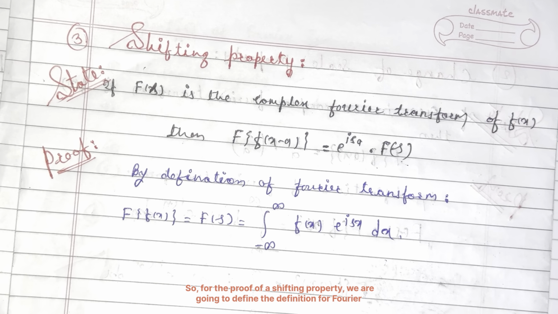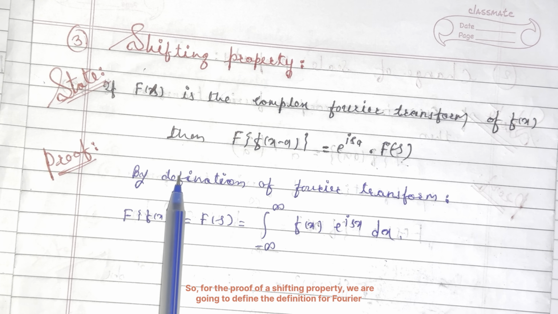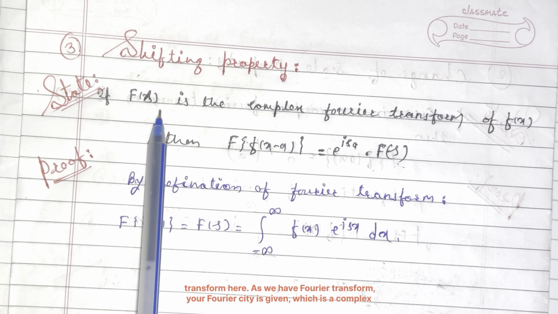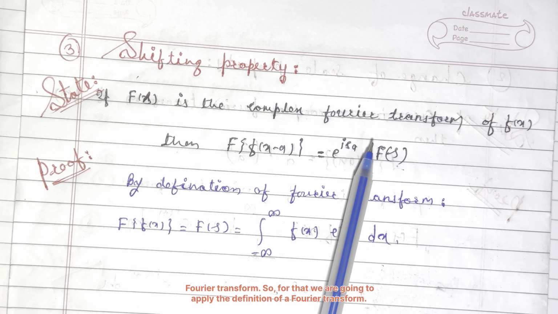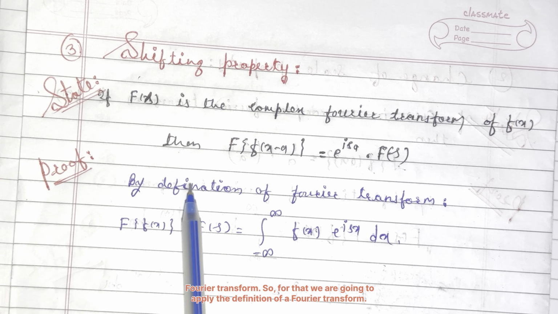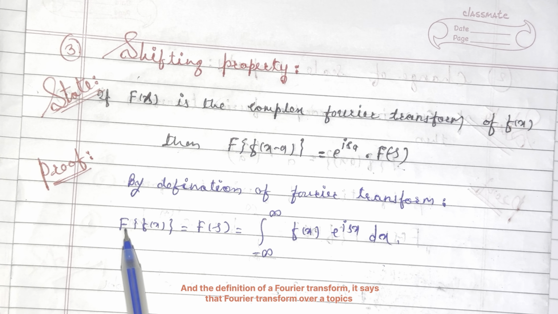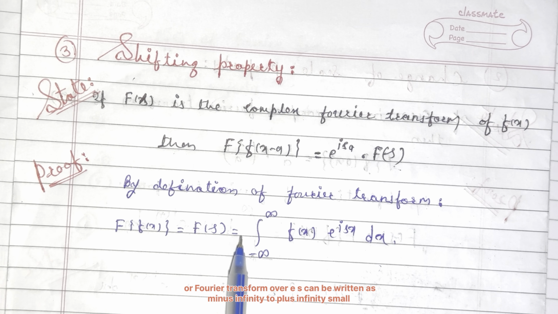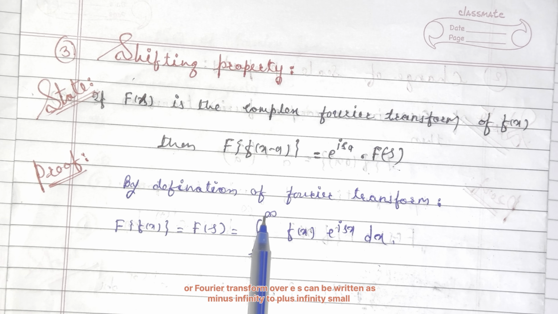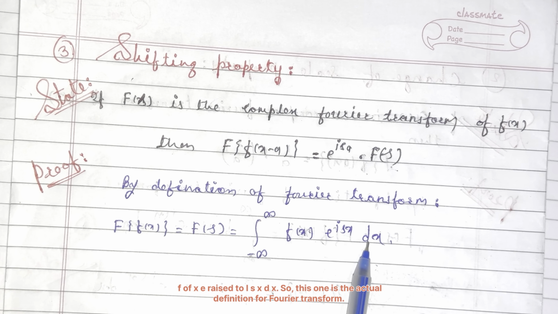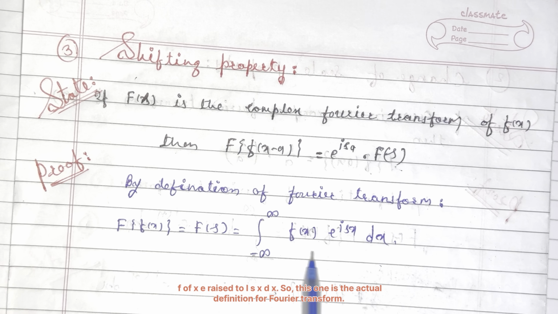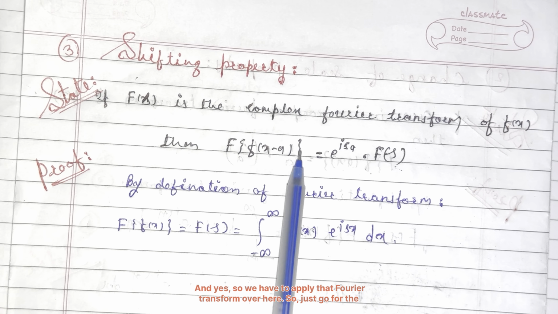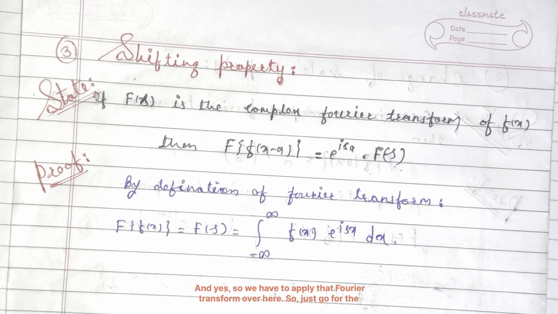For the proof of the shifting property, we define the Fourier transform. As we have the complex Fourier transform F of s, we apply its definition: the Fourier transform of f of x can be written as the integral from minus infinity to plus infinity of small f of x e raised to isx dx. This is the actual definition of the Fourier transform, and we have to apply it here.